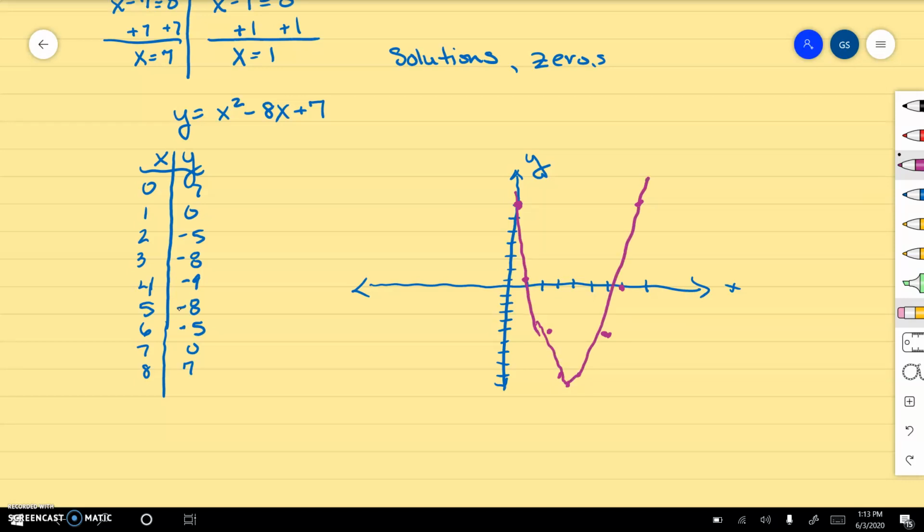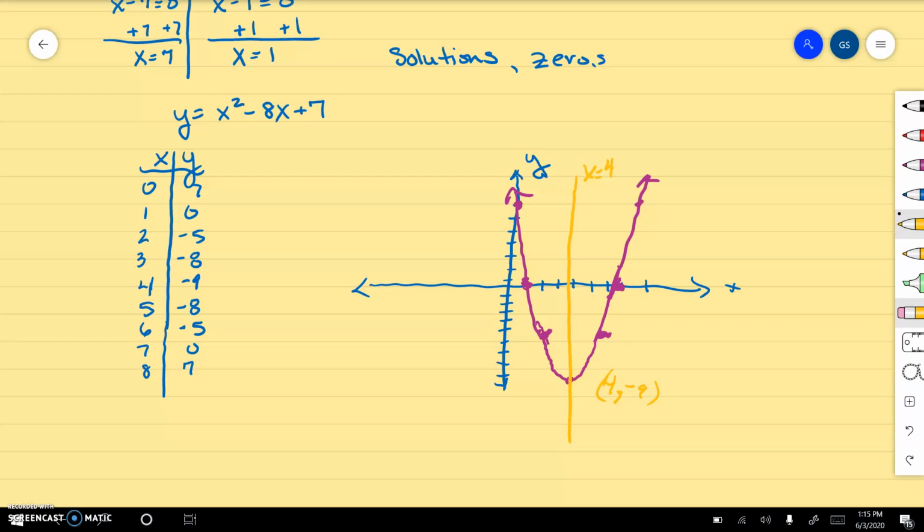Sorry, I do messy parabolas. Okay, we've been talking about the axis of symmetry. I'm just going to draw it here, and that would be x equals 4. It's concave up, so you have a bottom. Your vertex is 4, -9. Remember, the vertex is the bottom of the parabola.